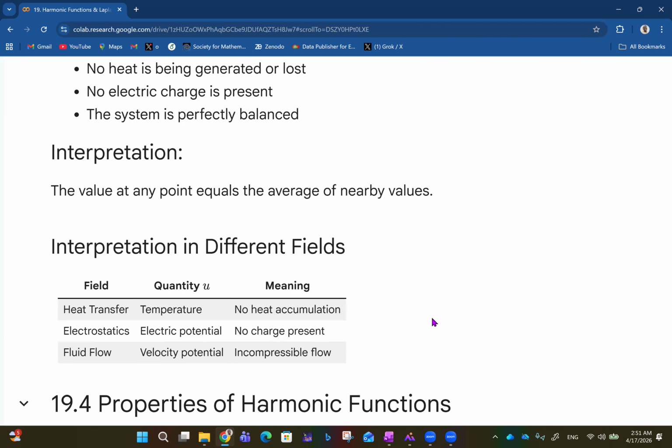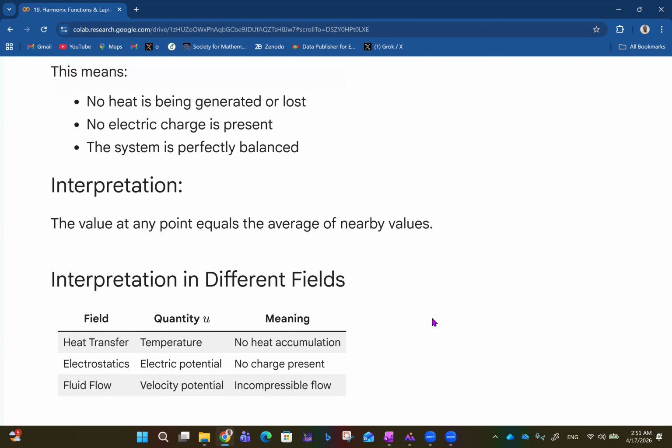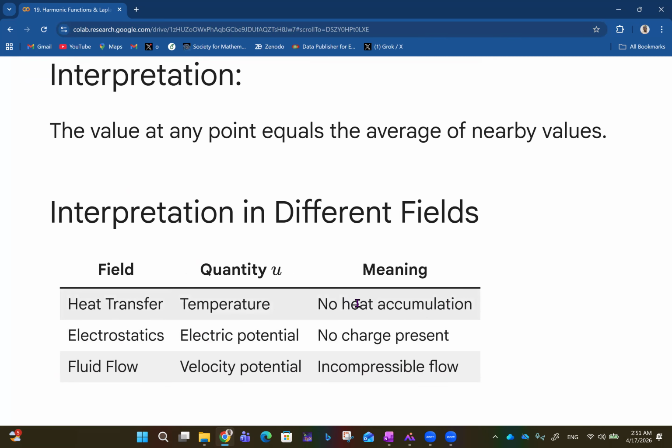Okay, so to talk about interpretation in different fields, like we've said already, for heat transfer, the quantity u is the temperature, and the meaning is that there's no heat accumulation. Because we have a balanced system, the quantity of heat coming in is the quantity of heat going out. So there's balance. Then for electrostatics, we have electric potential. No charge is present. So as charge is coming, it's also going out. Then for fluid flow, we have the velocity potential for an incompressible flow.